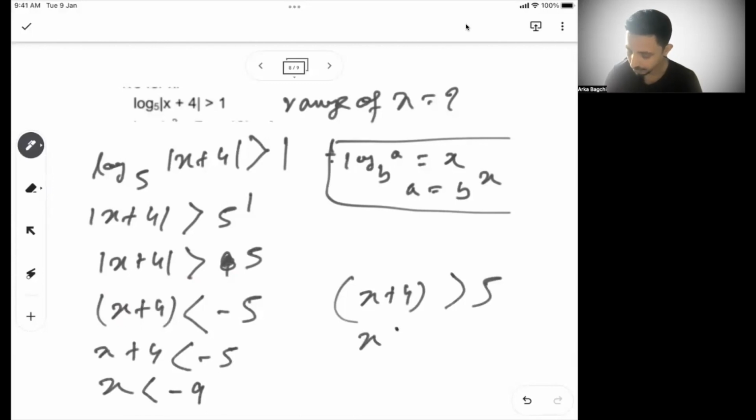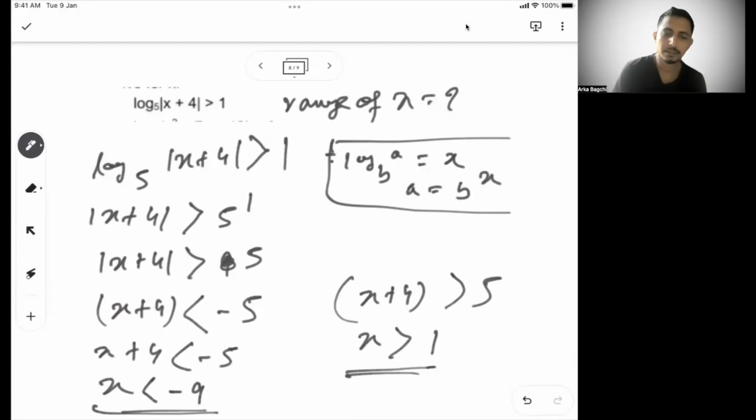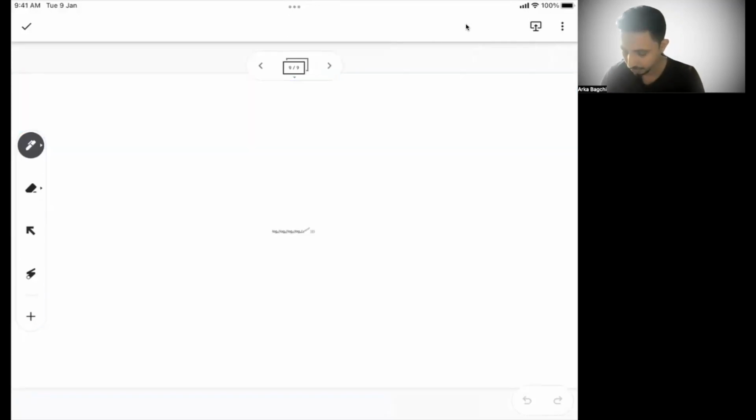In this case, x greater than 1. So x either less than -9 or greater than 1 should give you the answer. But more importantly, here you need to understand how this is coming. So these are the remembrance of the formulas and how we can leverage them. Okay.